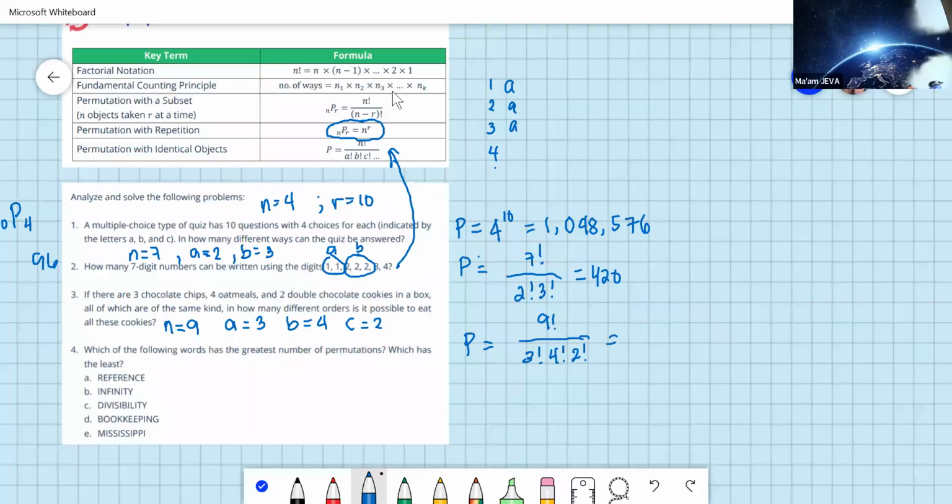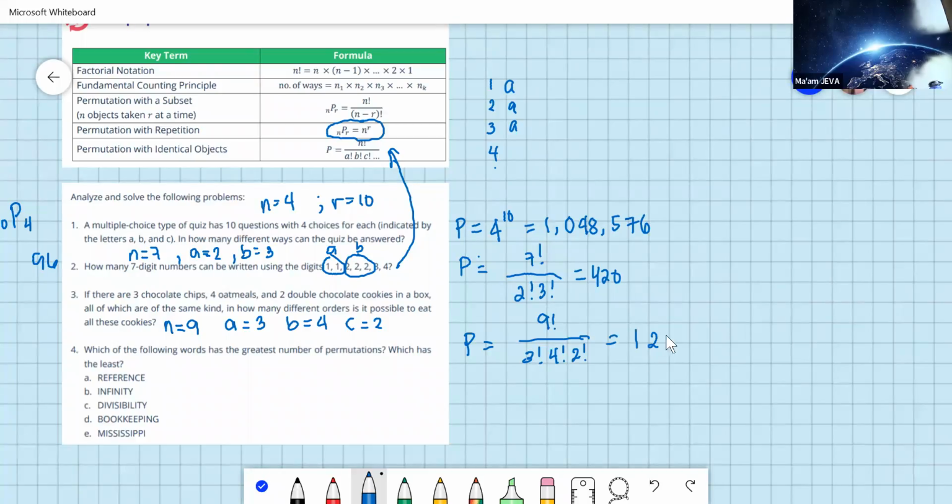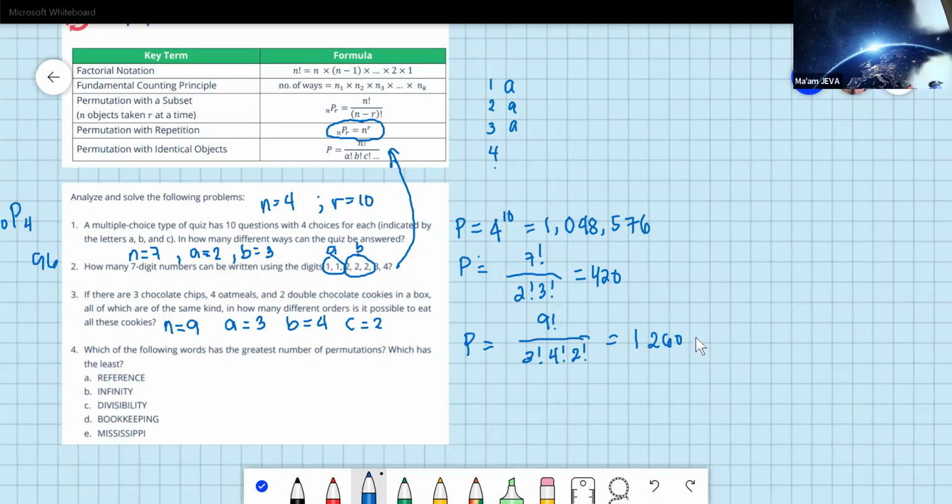Okay, you can eliminate first the 4 factorial. So I have here now the answer, which is 1, you're correct. So 1,260. I will no longer show in the evaluation how to get the 1,260 ways. So there are 1,260 different orders.